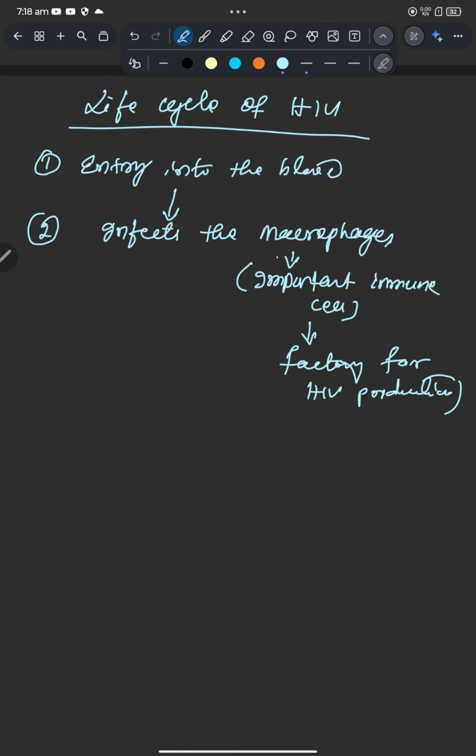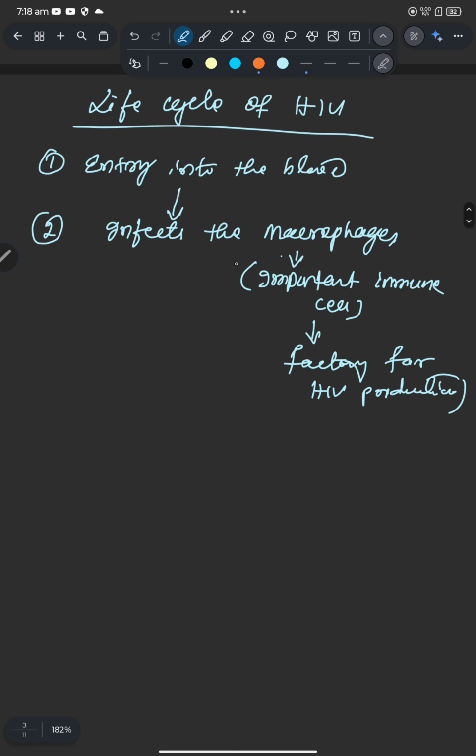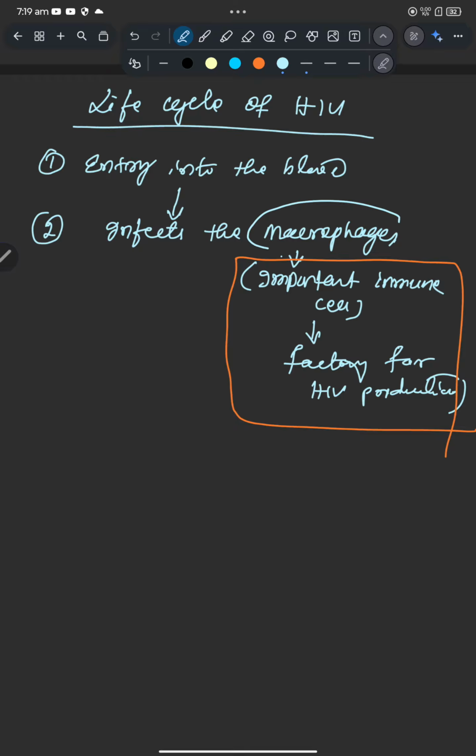So once this cell gets infected, let me make it in a box so that you will not get confused. Once the macrophage gets infected, the multiplication of the virus takes place in the macrophage. As a result, a huge number of HIV viruses are produced. That's why it is known as the factory of HIV virus.